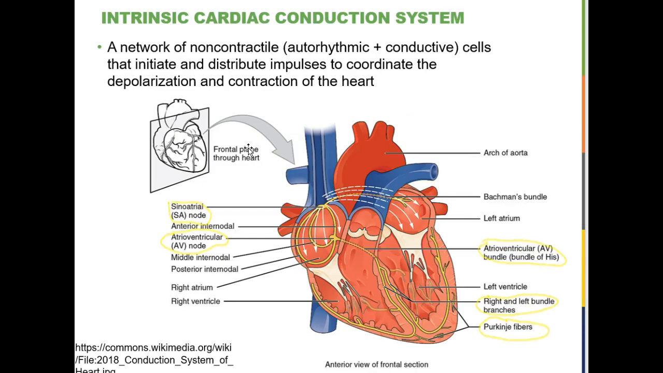So then with the intrinsic conduction system, it is a combination of contractile and conductive fibers. We're not going to worry so much about which is which. We just want to know the order in which they act. They are listed here, right? It's sinoatrial node, atrioventricular node, AV bundle, right and left bundle branches, and the Purkinje fibers. Purkinje is just one of my favorite words to say.